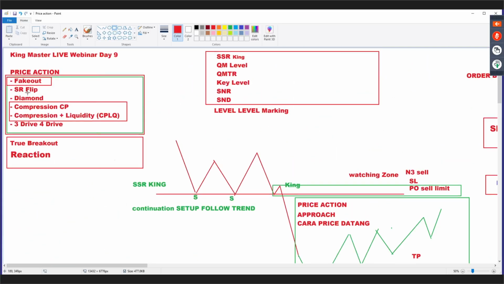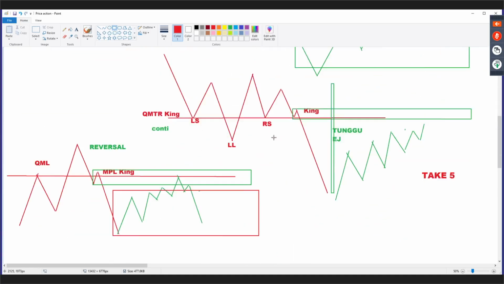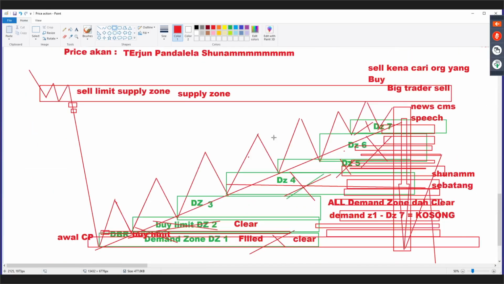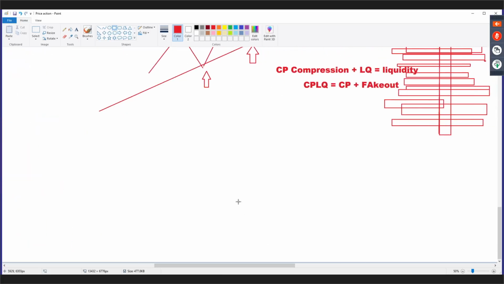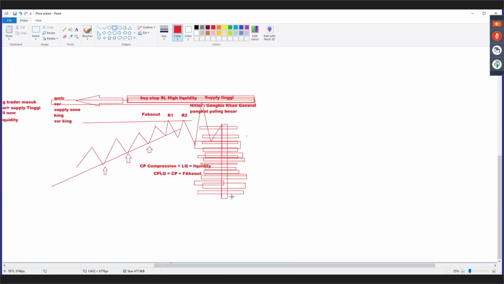As our flip is quite easy, we learn compression because those Malay teams already learn about compression and CPLQ. What is a compression? Compression is a price action that compresses the price. For example, let me draw this.